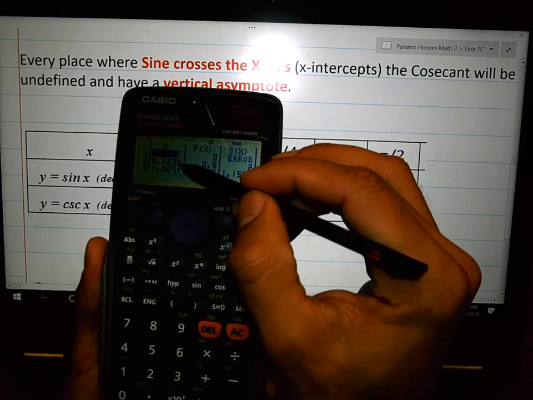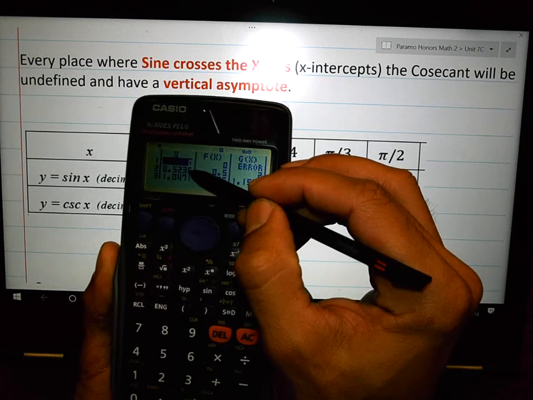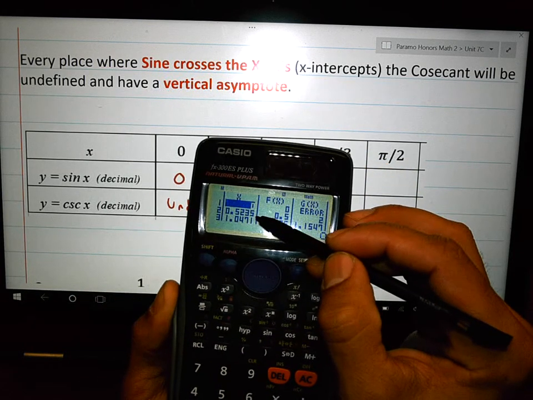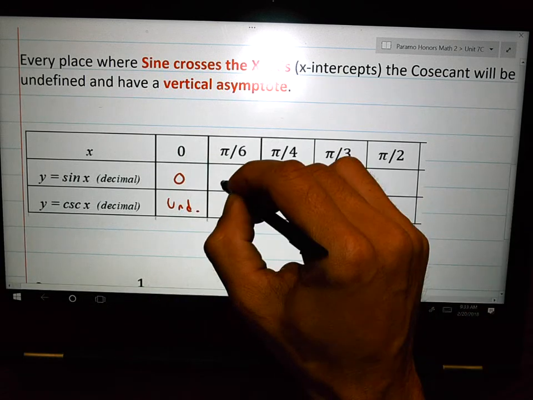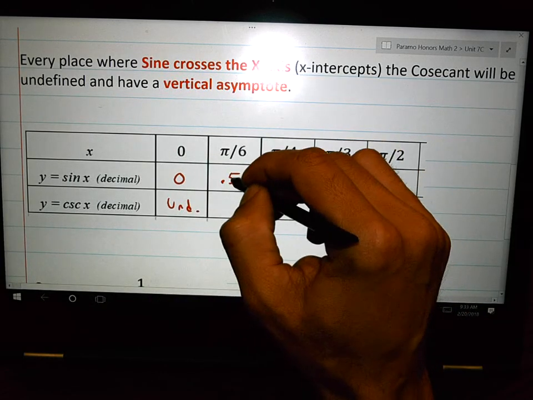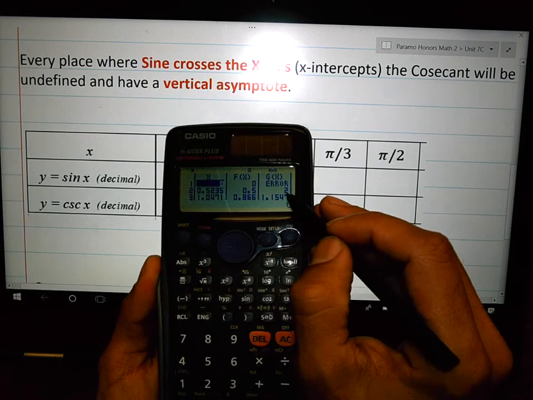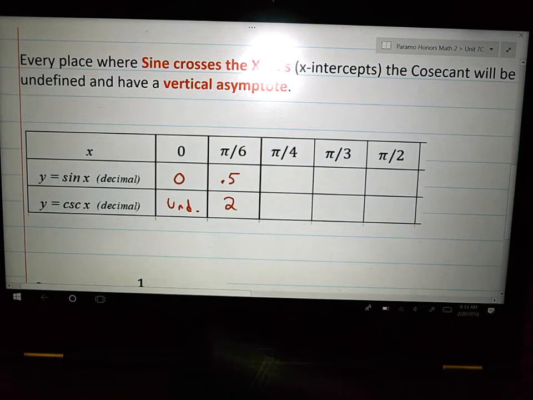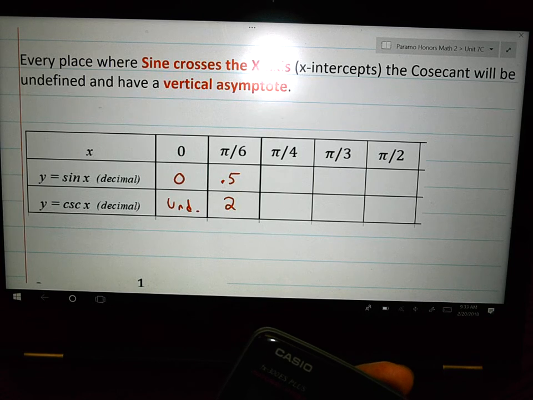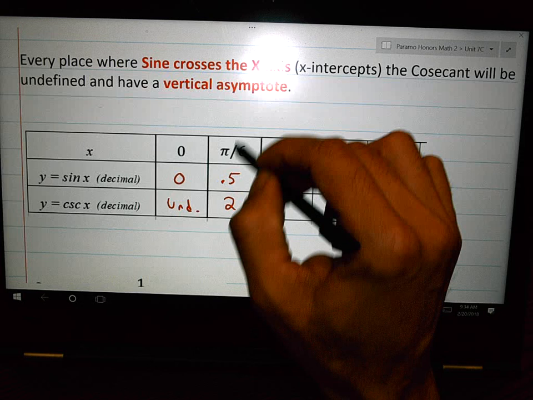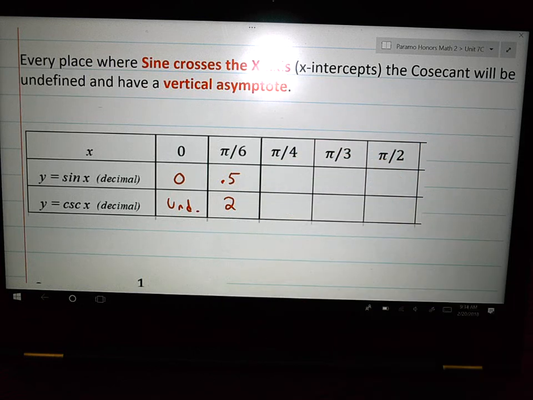Pi over 6 is 0.5235 radians. My y value is 0.5. 1 divided by 0.5 is 2. Like I said, this is an advanced feature of this calculator. It makes things go faster. If you do not have this calculator, don't freak out. You find the decimal, and then you do 1 divided by 0.5 to figure out the second value.